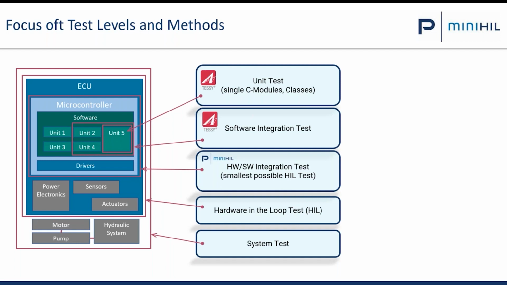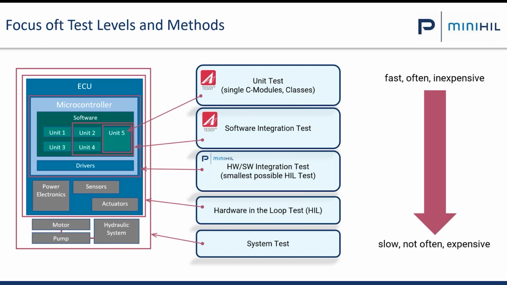But in the end, let's have a look at the effort and the speed. The unit test is the fastest and least expensive test you can run. You can run it whenever you change something. You can run it very often. Software integration test, almost the same. Hardware software integration test is already a bit more expensive, but it's still very fast, and you can run it often, but it's not so inexpensive anymore.